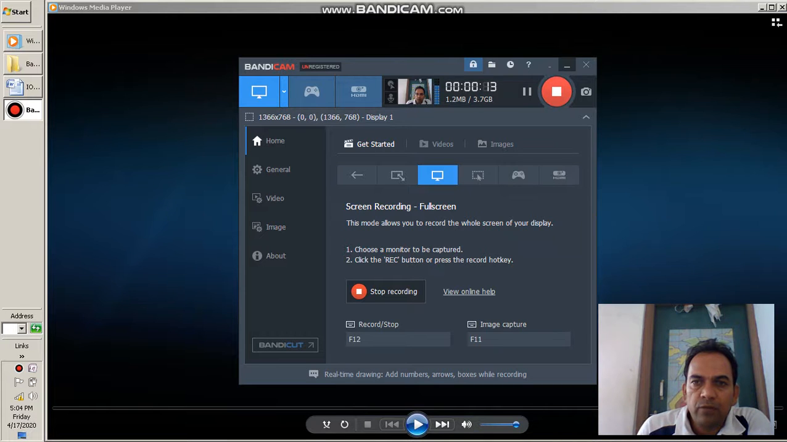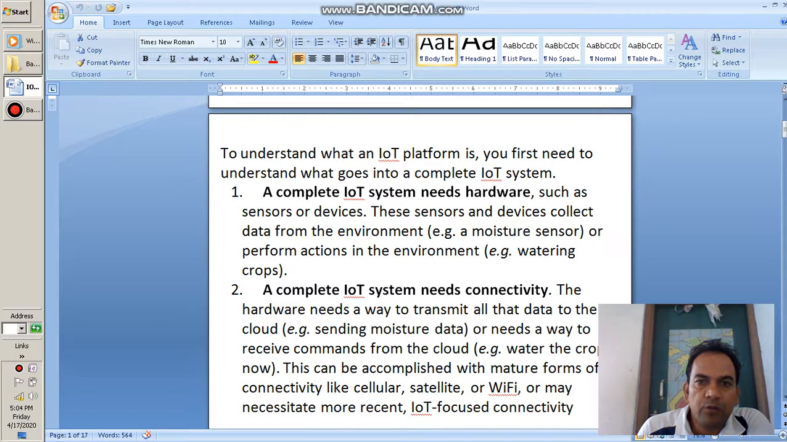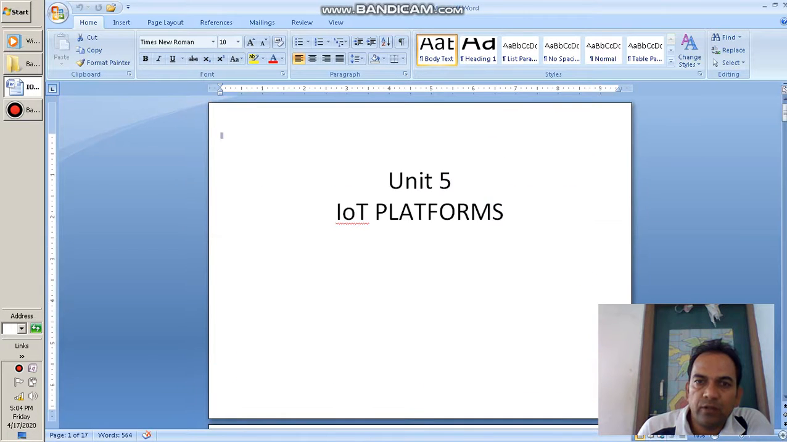Due to lockdown, we were not able to conduct the lectures, so I thought that using different tools, I would be able to discuss some of the units. Among them today, I would like to discuss with you Unit 5, that is IoT platforms.